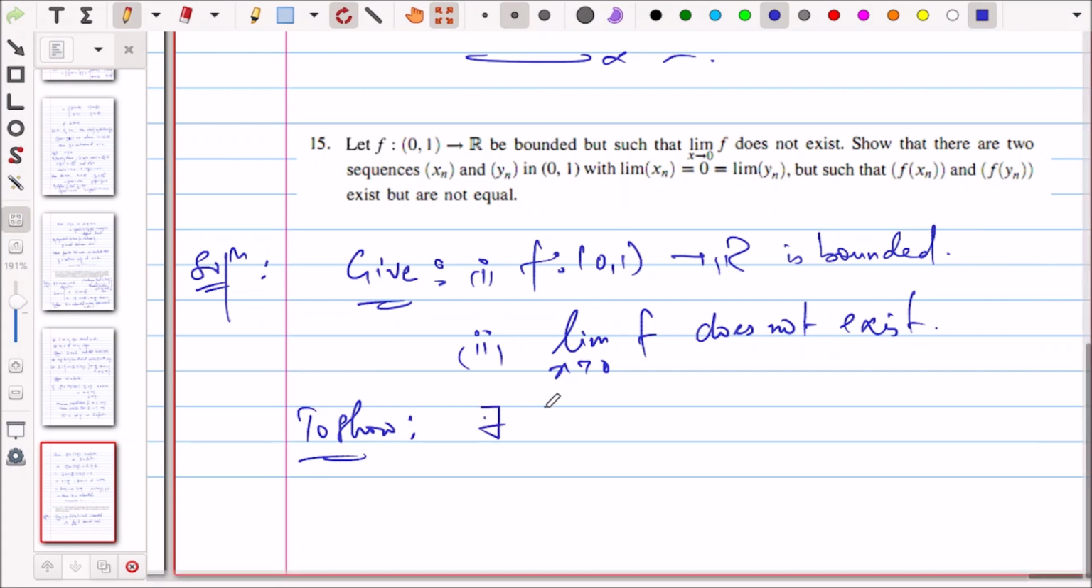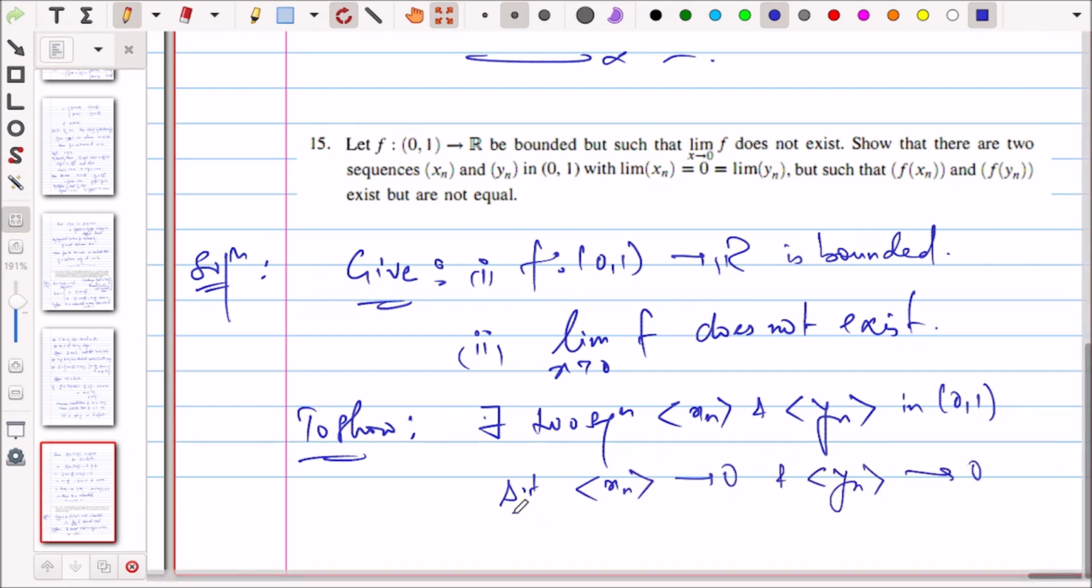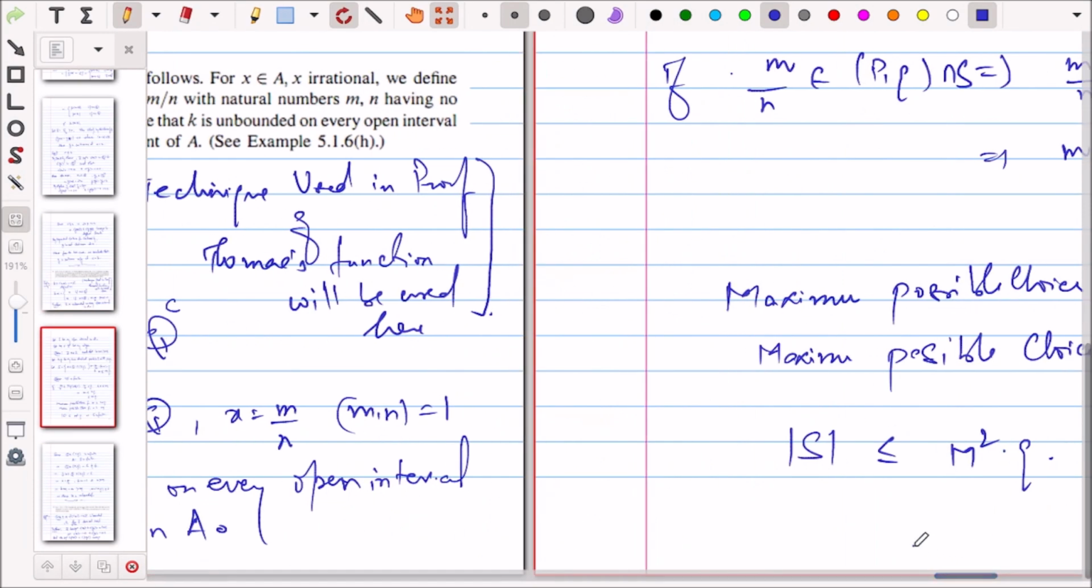there exist two sequences xn and yn in [0,1] such that both xn and yn converge to 0, but their corresponding sequences f(xn) and f(yn) converge to different limits. So this is what we have to show.